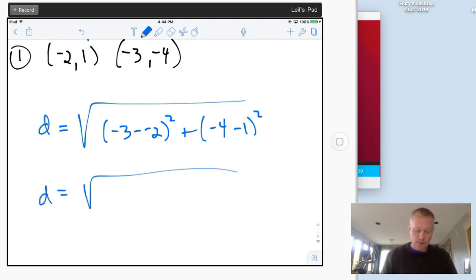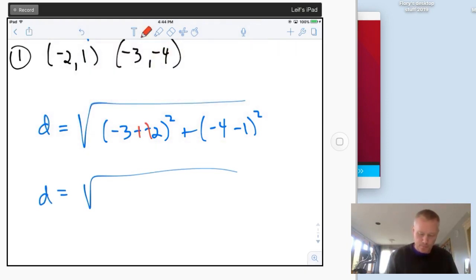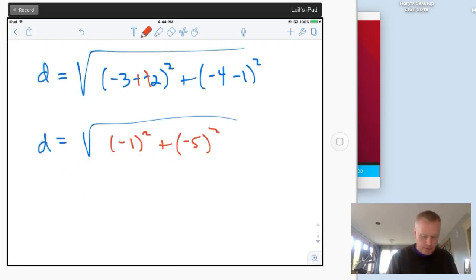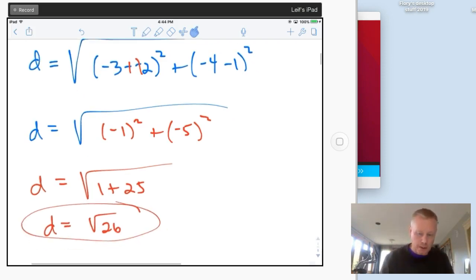positive. So this is same as -3 plus 2. So that's -1 squared plus -5 squared. So I'm getting positive numbers here. So d equals the square root of 1 plus 25 once I square them. So d equals square root of 26. Okay, I'm going to leave it like that. It's not reducible, otherwise I'd reduce my radicals.